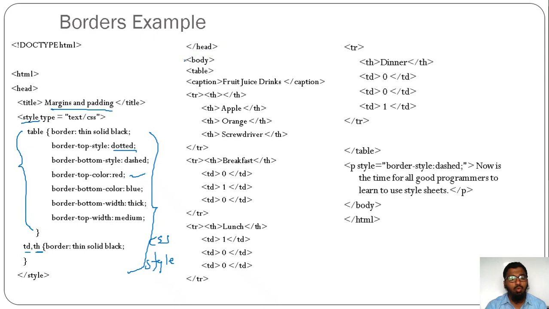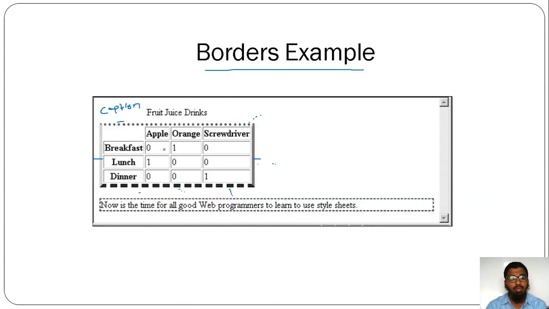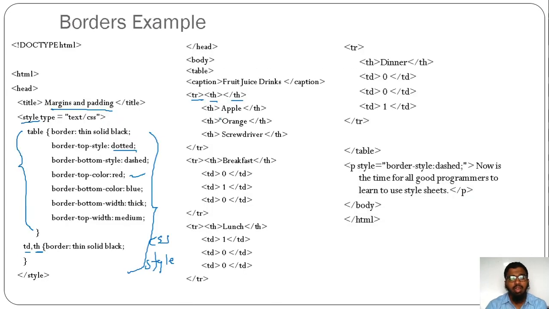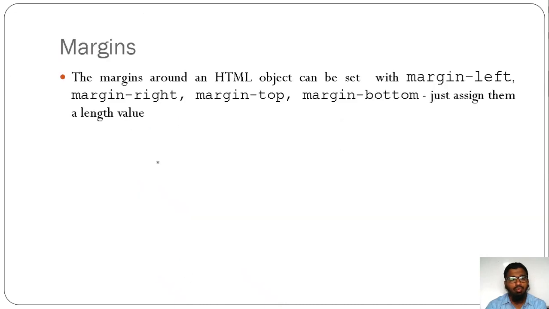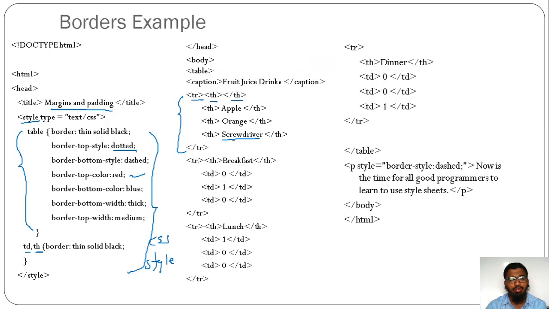Now the head is closed and we open the body tag. We gave the styles, and now we need to use them in the HTML code. Here the caption is fruit juice drinks. The first tr, table row, has an empty table heading because we are not writing anything. Next, th apple, th orange, th screwdriver. This is the first row.